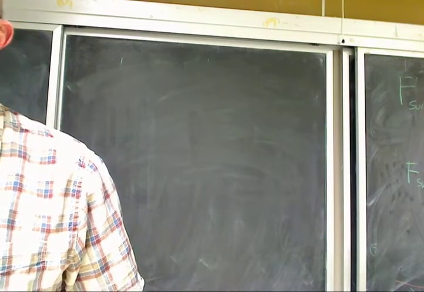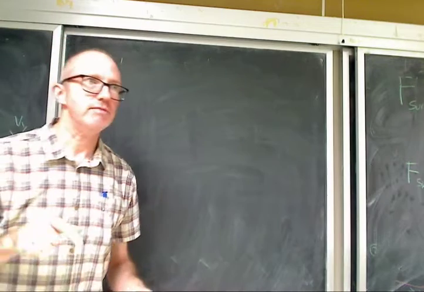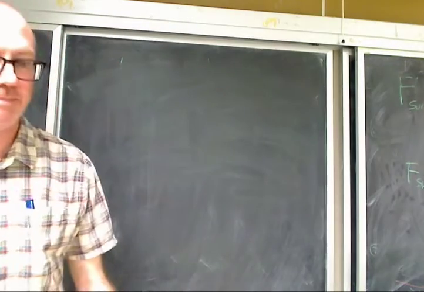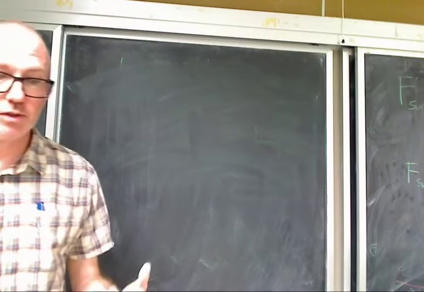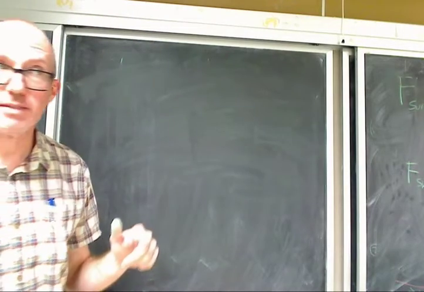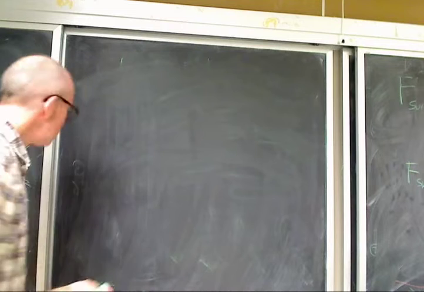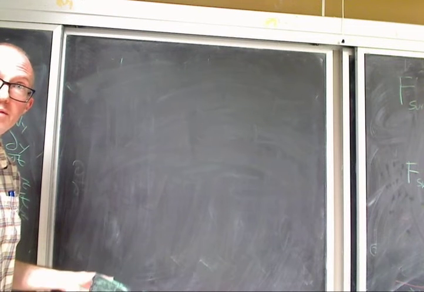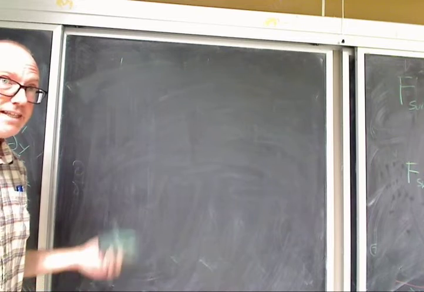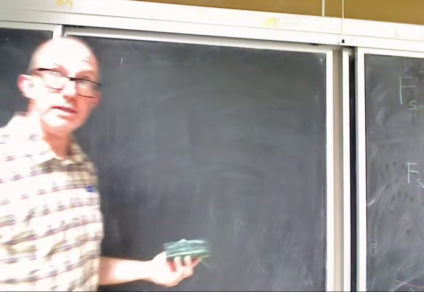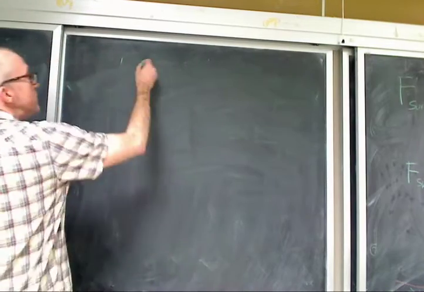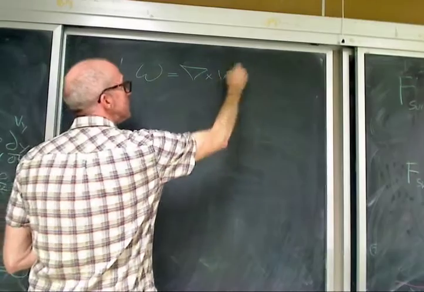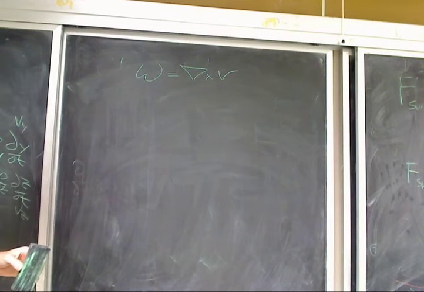I think I'm going to do Kelvin's vorticity theorem before I do Bernoulli because it might take me the whole time. And Bernoulli is pretty straightforward, but the vorticity theorem is confusing. So before I do the vorticity theorem, I've got to define the vorticity. This is one of the most important quantities in fluid dynamics. And it's really simple. Omega is the curl of V.